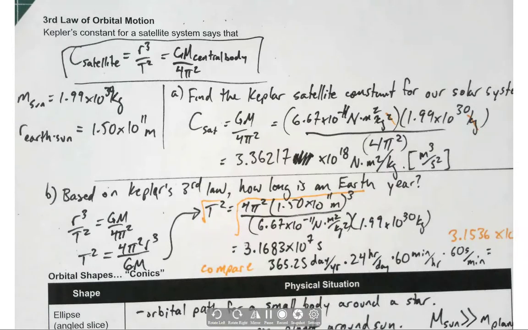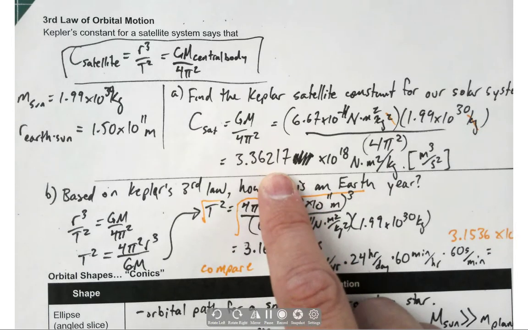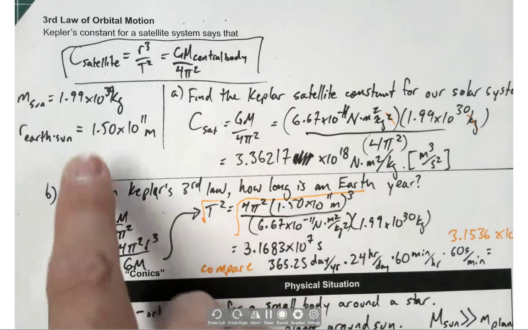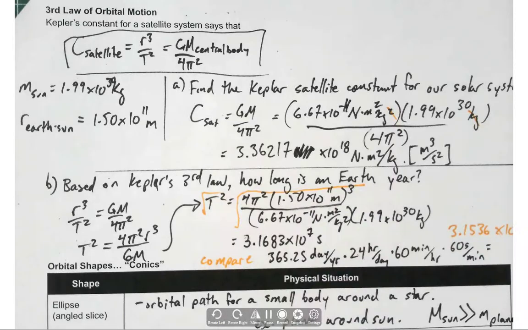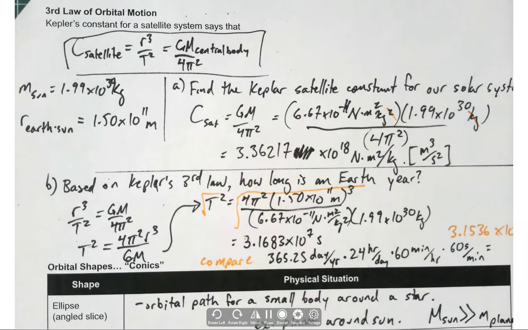Okay, so kind of neat to look at it historically that way. But we can figure out what the Kepler constant is going to be for our solar system. By the way, the mass of the sun really is going to be 1.99 times 10 to the power of 30. That really is how massive our sun is.